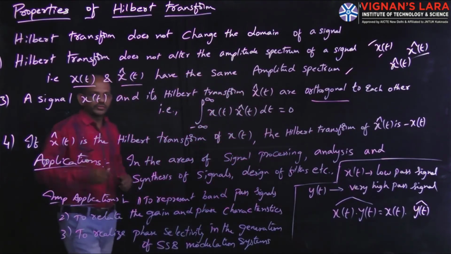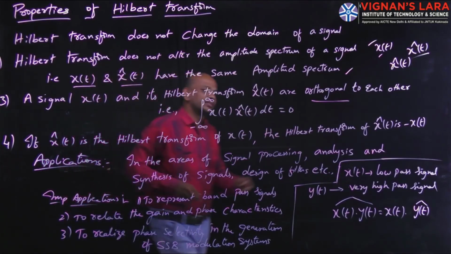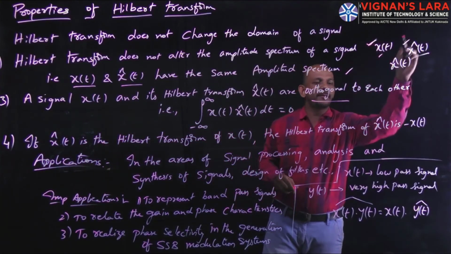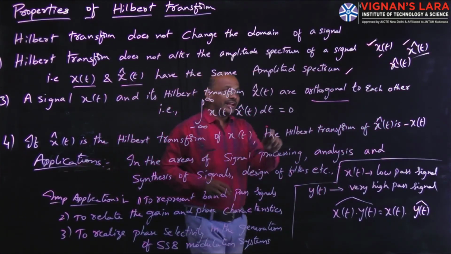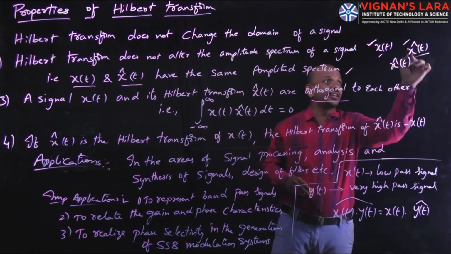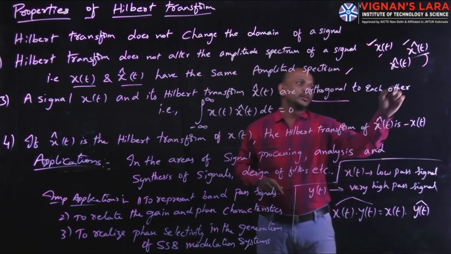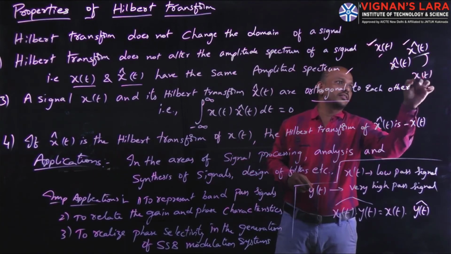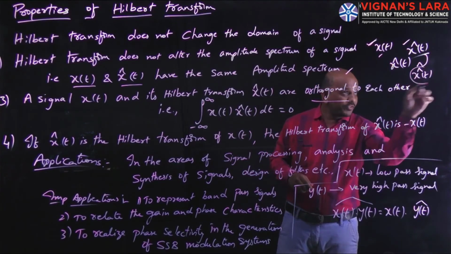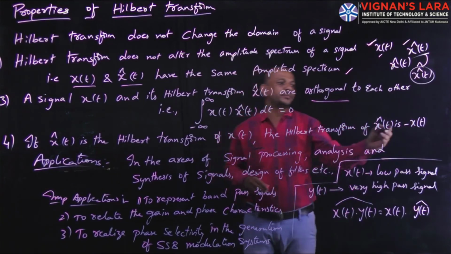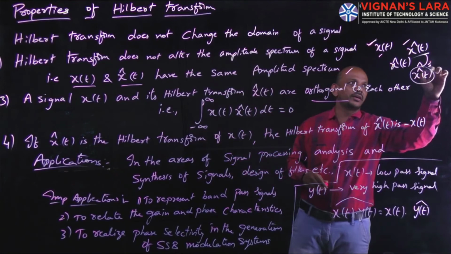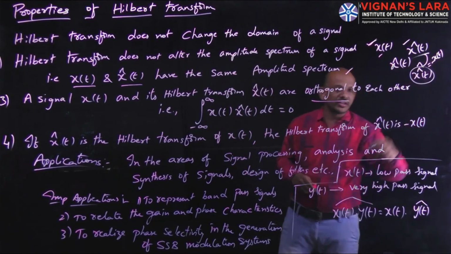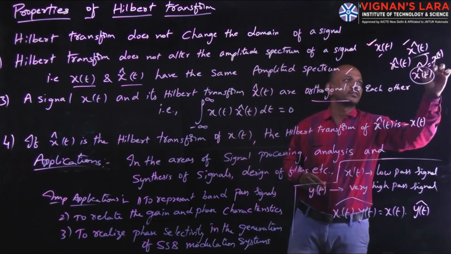And the last one, the fourth one: if x cap of t is the Hilbert transform of x of t, that is, the given signal is x of t and x cap of t is the Hilbert transform of x of t, then the Hilbert transform of x cap of t, I need the Hilbert transform of this one, will be equal to minus x of t. So the Hilbert transform of this one is nothing but minus x of t. Clear?